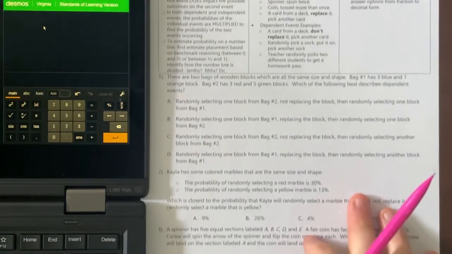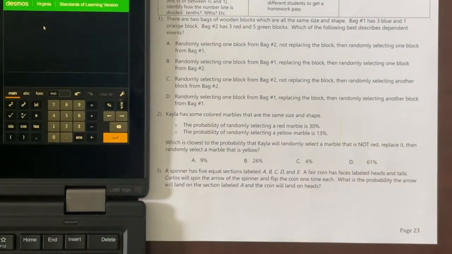So for example, in number 1, it says there are 2 bags of wooden blocks, which are all the same size and shape. Bag number 1 has 3 blue and 1 orange block. Bag 2 has 3 red and 5 green. Which of the following best describes a dependent event?